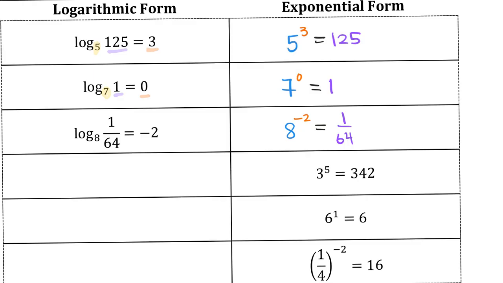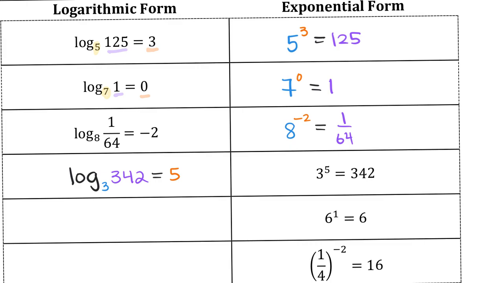Okay, since I want to write it in logarithmic form, I'm going to say log. The little number that goes here is the base. So the base of the exponent is the 3. So I'm going to write 3, and the 3 should be small and low. The number that goes here is called the argument. It's whatever this is equal to. So this is equal to 342, so I'm going to put the 342 here. And logs equal exponents. So the exponent of this equation is the 5. So I put a 5 here. So this is saying the log base 3 of 342 is 5.